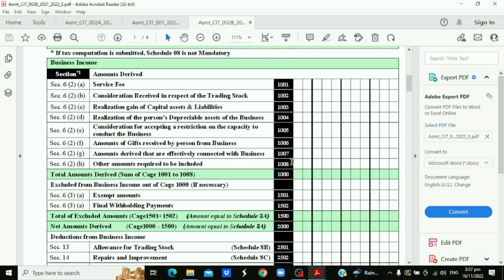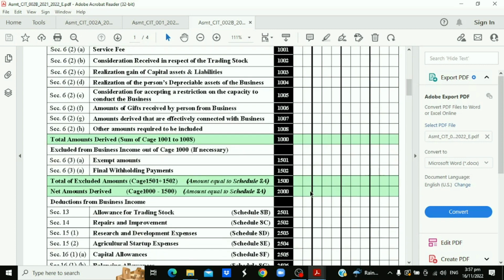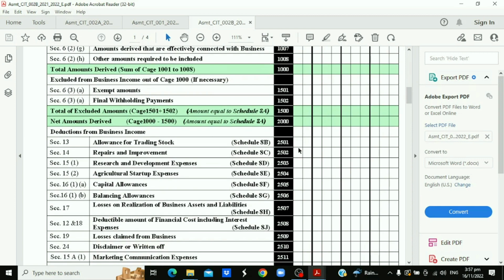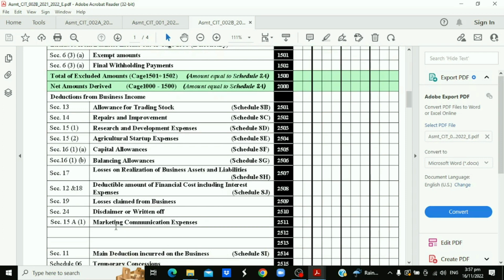But normally, first you have to declare the entire income. Out of this, if any income is exempted, or any income is taken as a final withholding payment, those amounts you have to remove, exclude here. Then you can identify the net amount derived for case number 2000, right? After that, we should disclose each and every deduction separately, by providing the respective section and description. Then whatever amount you are going to deduct, disclose it straightforwardly here, right?